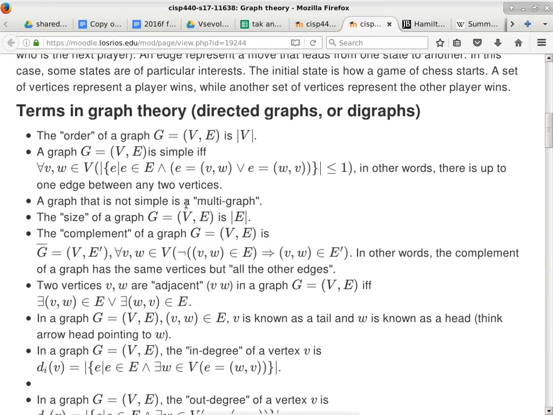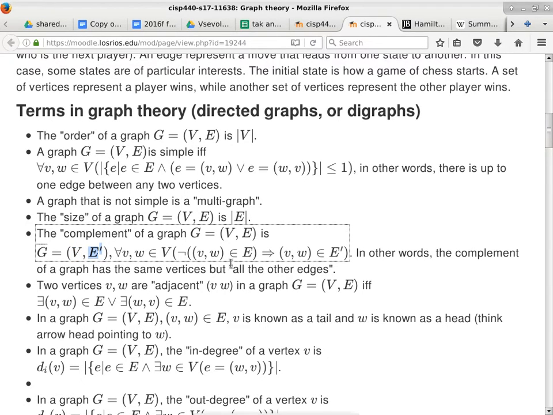A graph that is not simple is called a multi-graph, so that's just a negation of this condition. The complement of a graph, in terms of notation, if the original graph is G, which has V and E as the vertices and the edges, we define the complement with a G and a bar on top of that. It would have the same vertices, but the edges will be the complement of the other one.